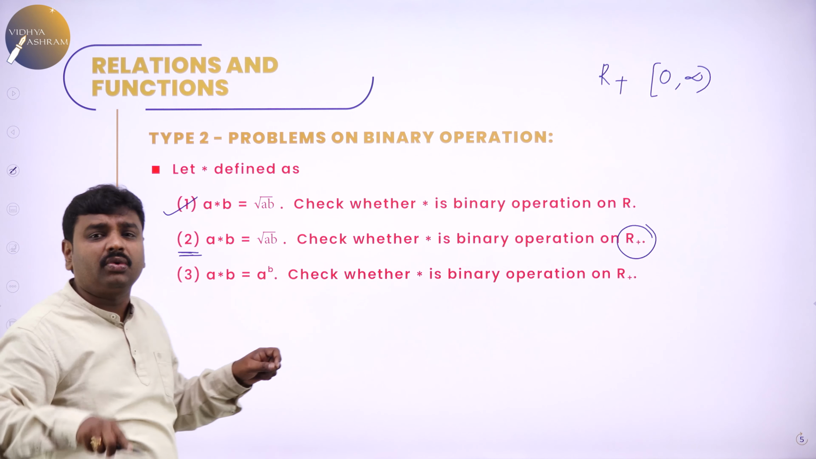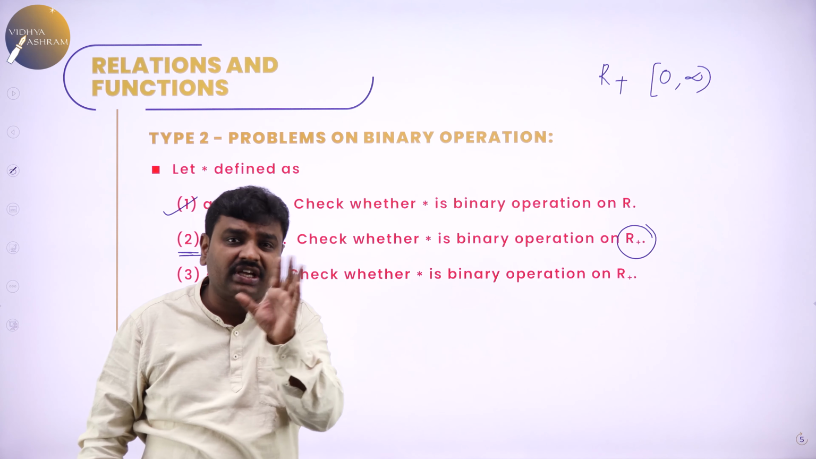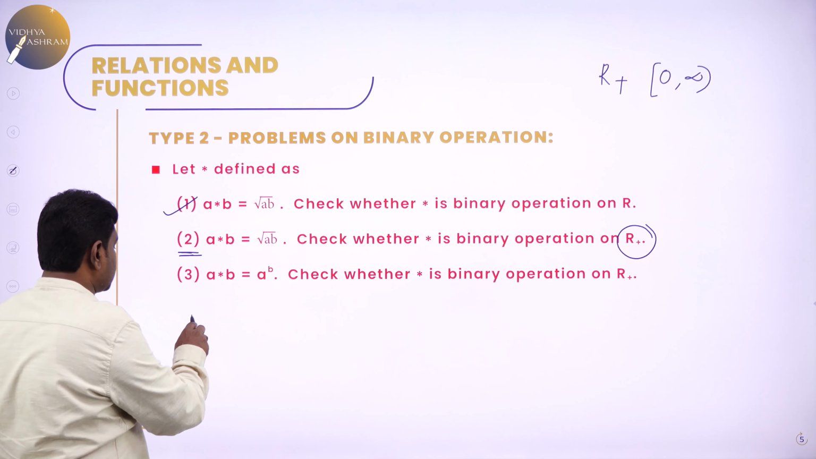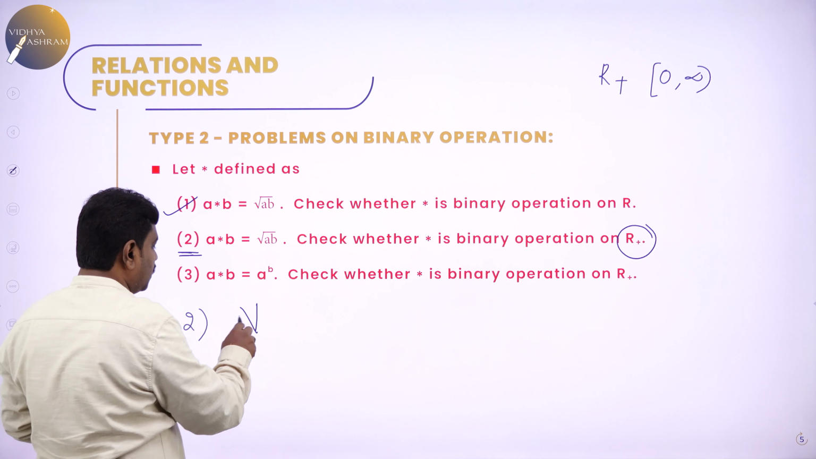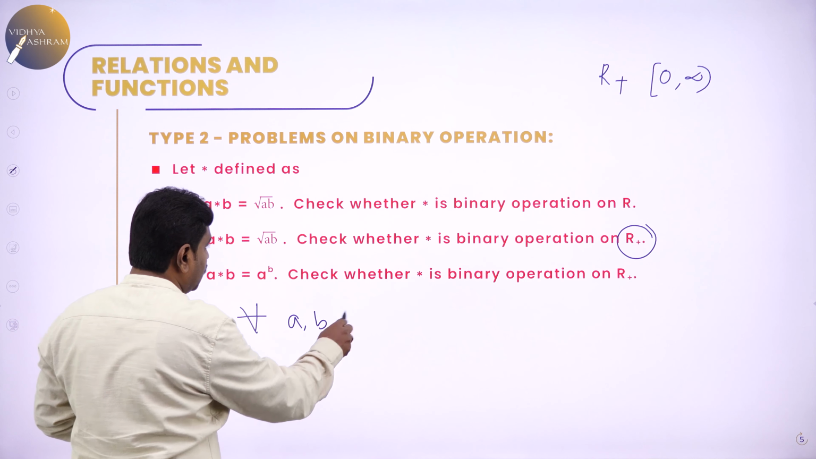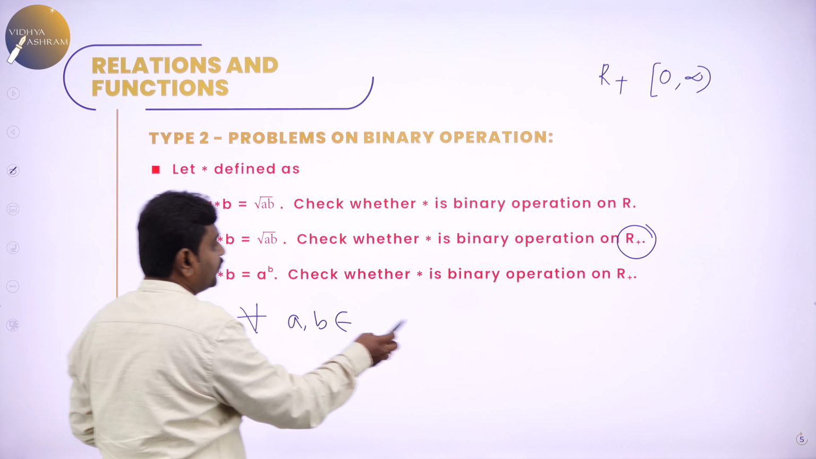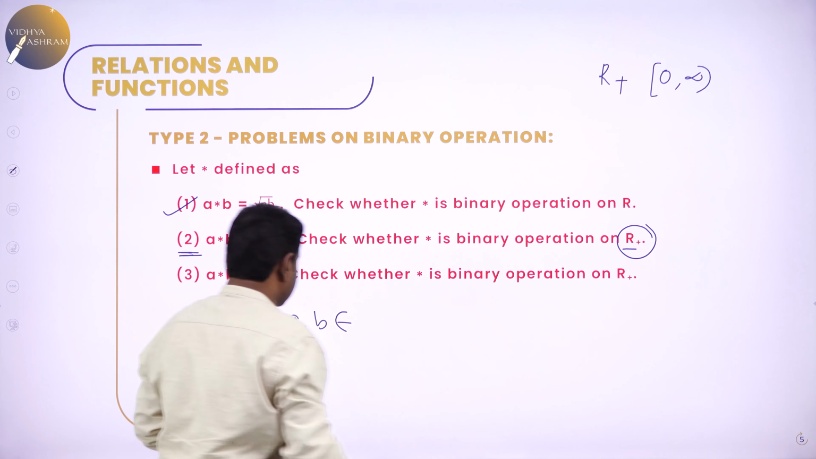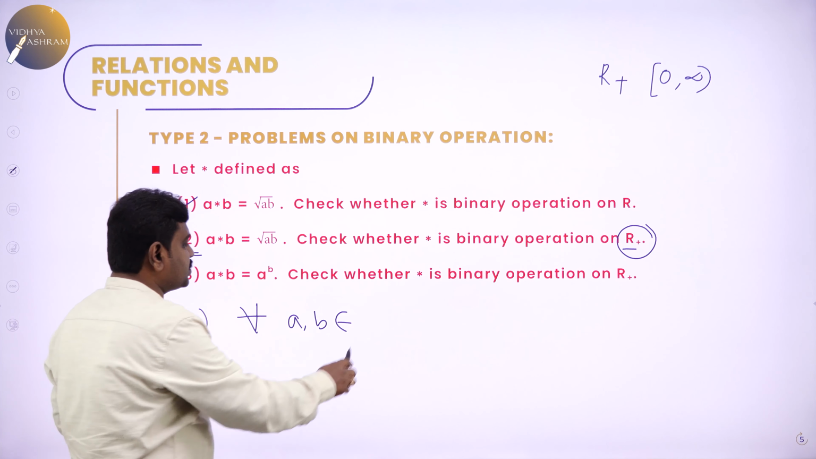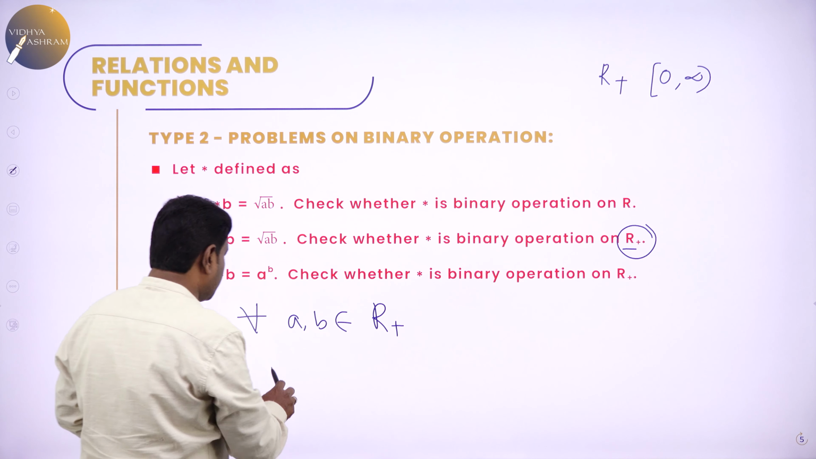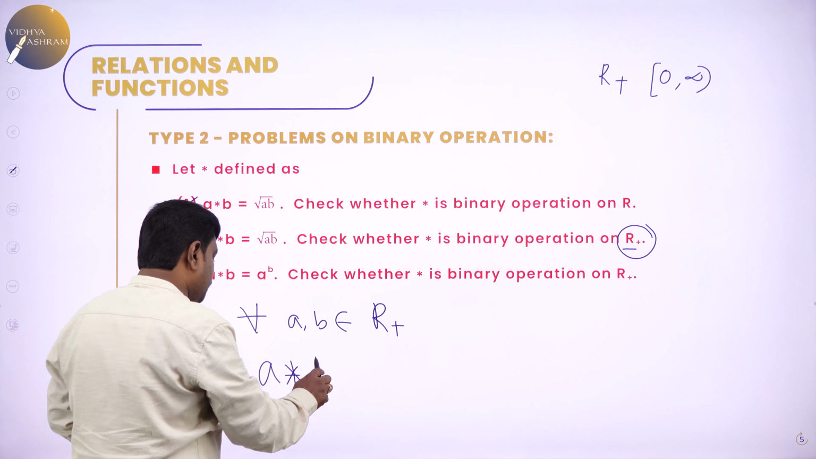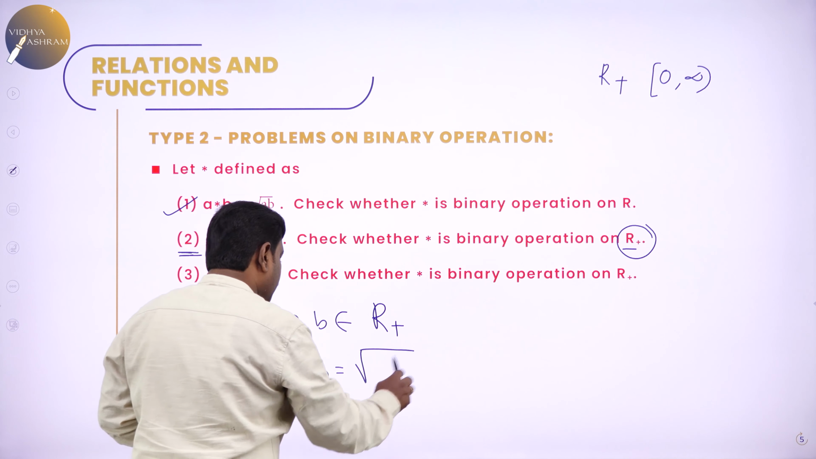So, if it is binary, what does it teach you? Don't take an example, generalize. How to generalize? For the second question I will say, for all A comma B belongs to the given set. What is the given set? In this problem, the given set is R plus. For all A comma B belongs to R plus, I will perform A star B, and I will get root of A into B.